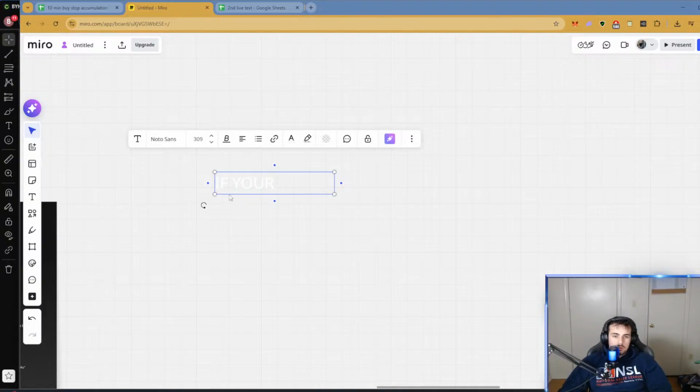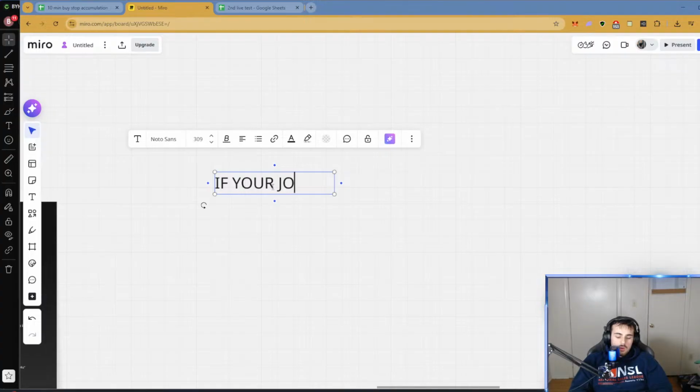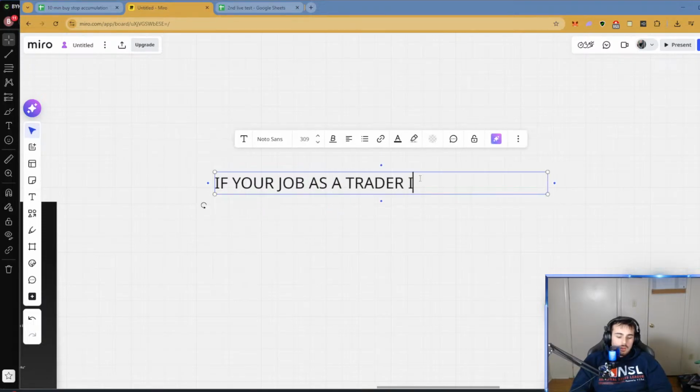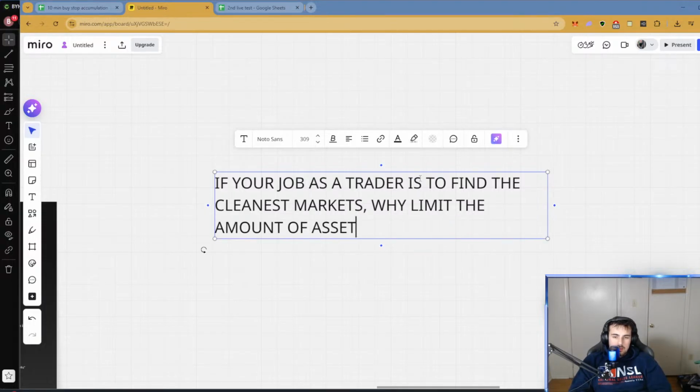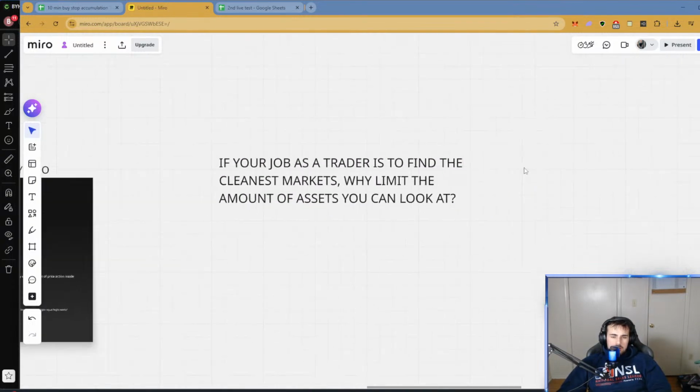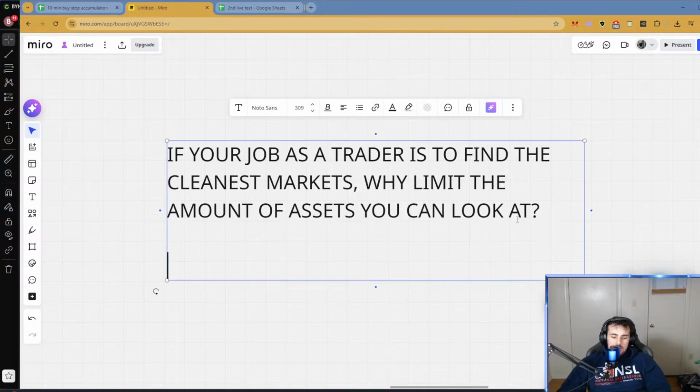If your job as a trader is to find the cleanest markets, why limit the amount of assets you can look at? Read this. If your job as a trader is to find the cleanest markets, why limit the amount of assets you look at?